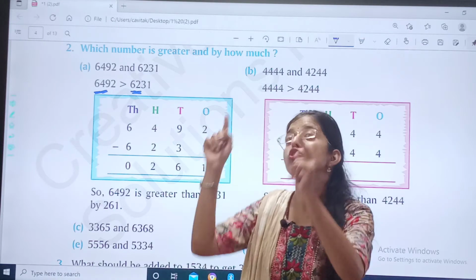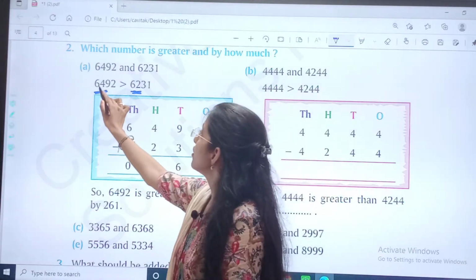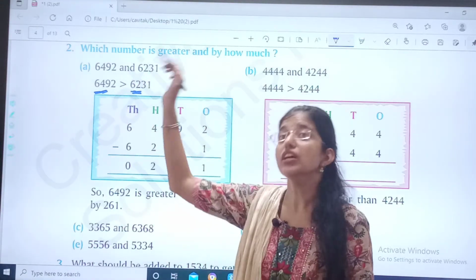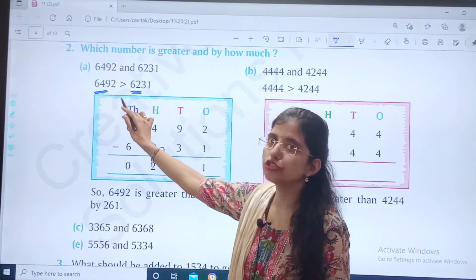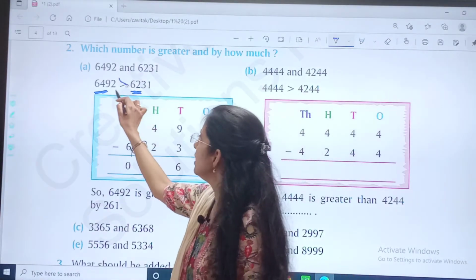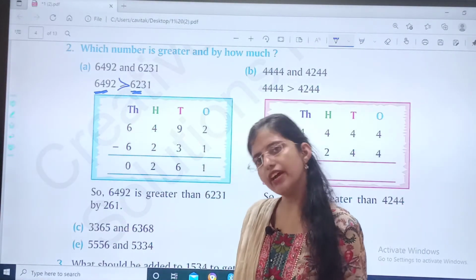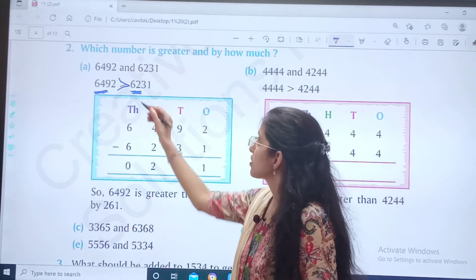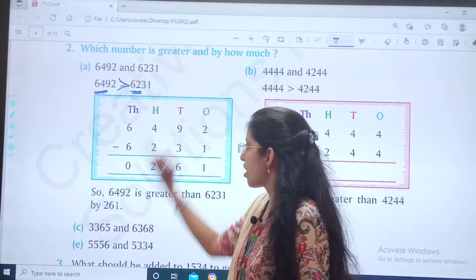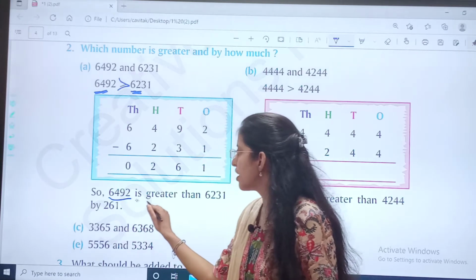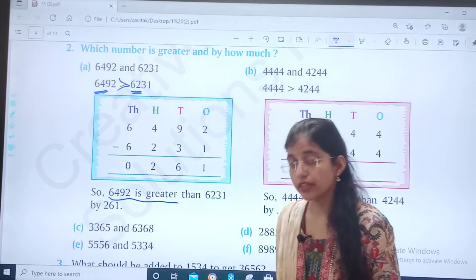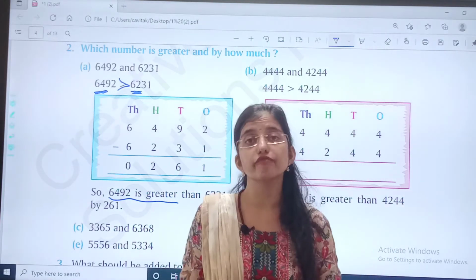Greater than 2. So 6492 is greater than 6231. It's very simple. Now, which number is greater? The one to mil gaya. 6492 is greater. This is the first part of the question.